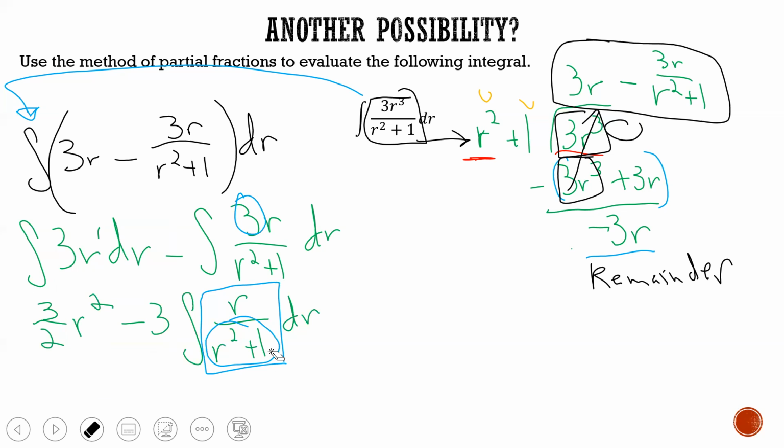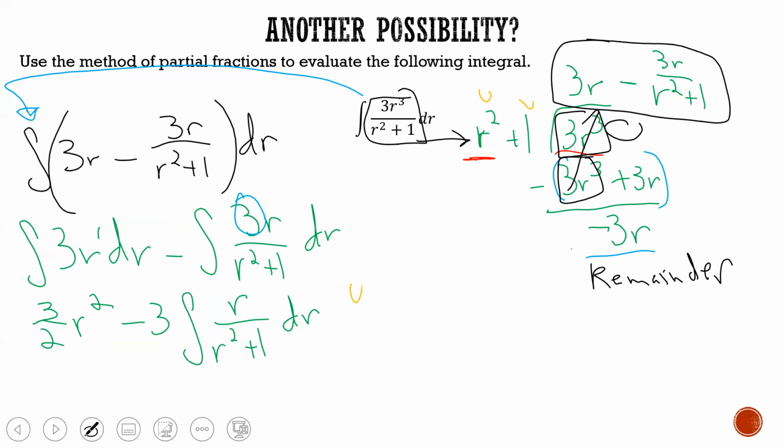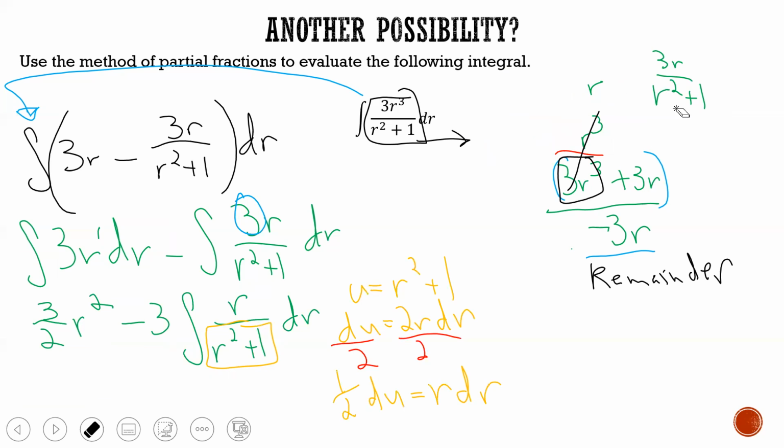But we may also notice that if we use a u substitution here, I'm going to choose u equal to the denominator, the r squared plus 1, that gives us a du equal to 2r dr. We can divide by 2 on both sides there and make this 1/2 du equal to r dr. Now we can substitute back into our integral there. Looks like I ran out of some space. I'm going to have to go up here in the right-hand corner.